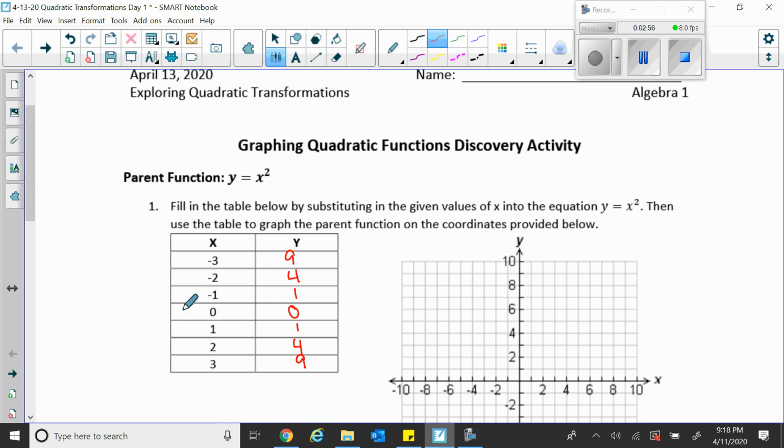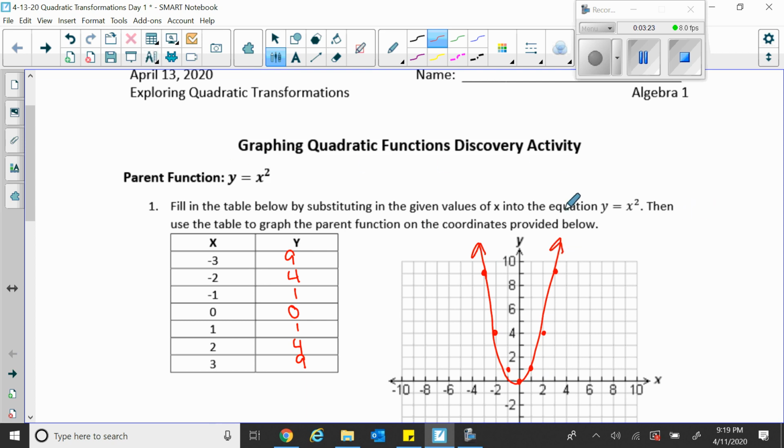So what I'm going to do now is plot these points. And when you connect the dots, okay, I did a really bad job connecting the dots, but it'll be okay. When you connect the dots, you get your parabola, the graph of the parent function.